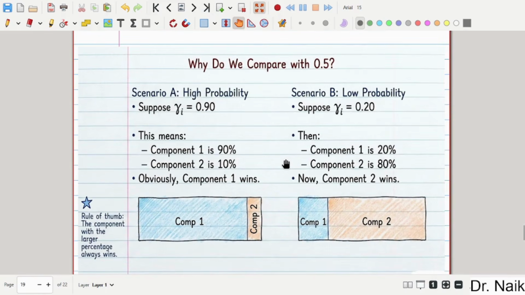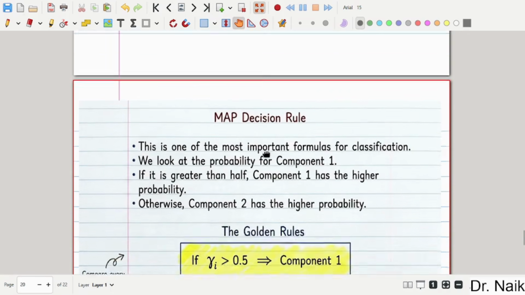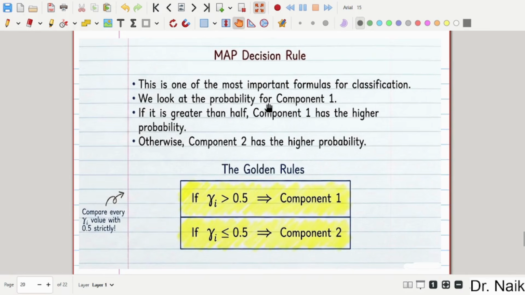Why do we compare with 0.5? Suppose gamma i is 0.90, this means component 1 is 90% and component 2 is 10%. Obviously component 1 wins because the component with the larger percentage always wins. Now suppose another scenario, gamma i is equal to 0.20, then component 1 is 20% and component 2 is 80%. Now component 2 wins. The MAP is one of the most important formulas for classification.